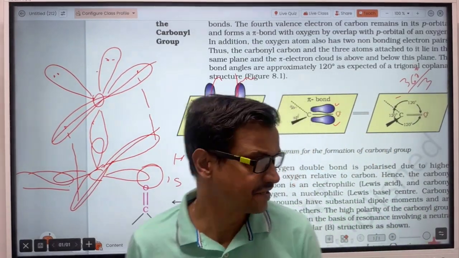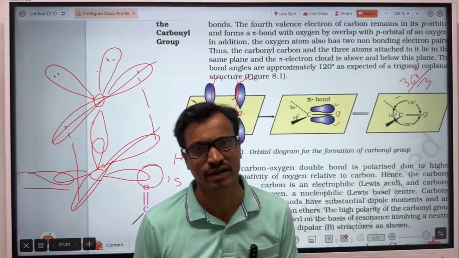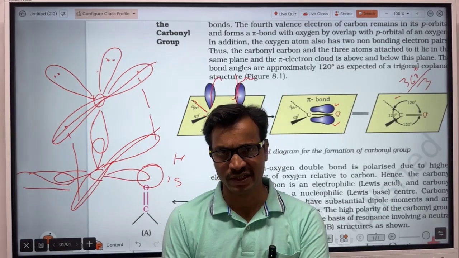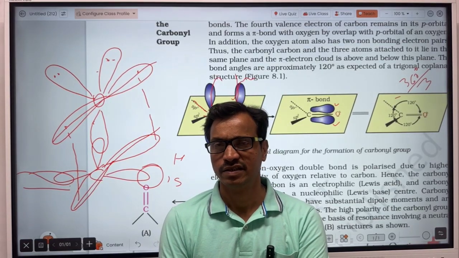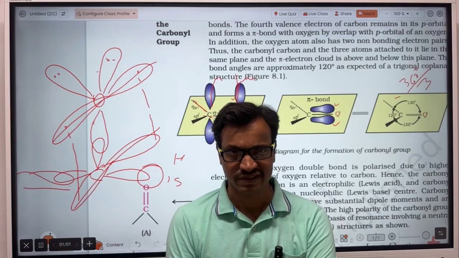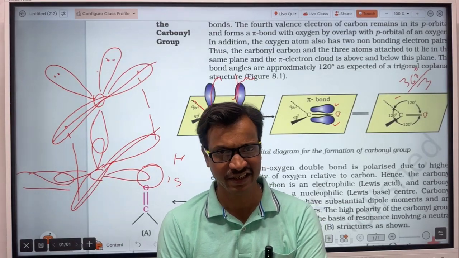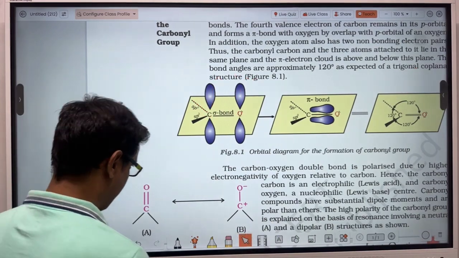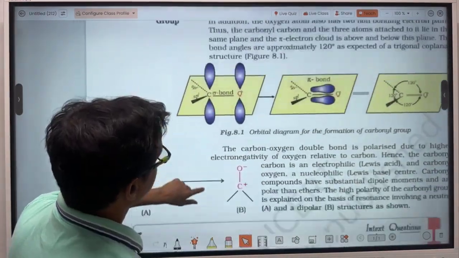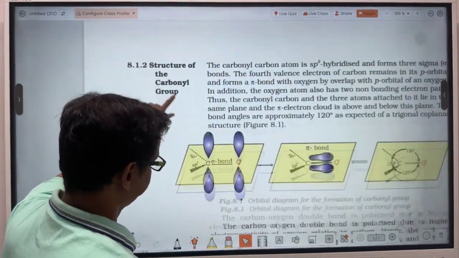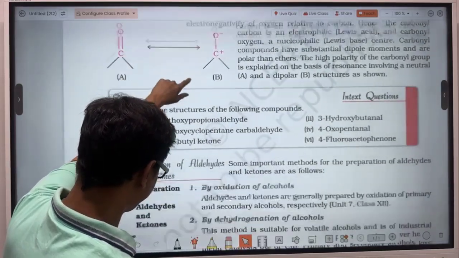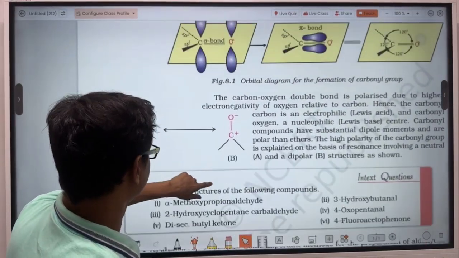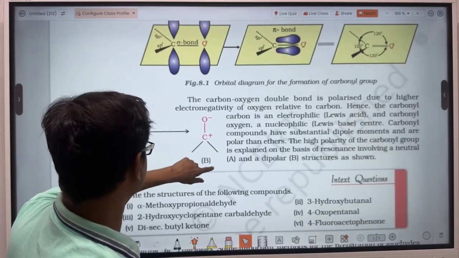The main question here is: what is the hybridization of the acyl carbon atom and of the oxygen atom, and what will be the bond angle around the acyl carbon in case of aldehyde and ketone? Now how the reaction takes place, we will discuss later on in the chemical properties directly.